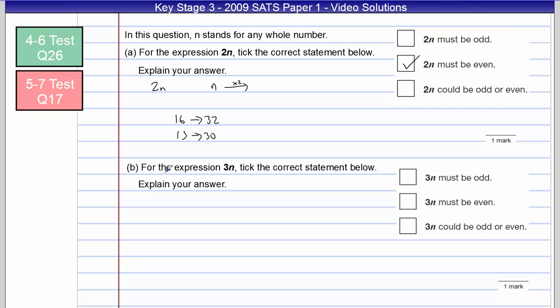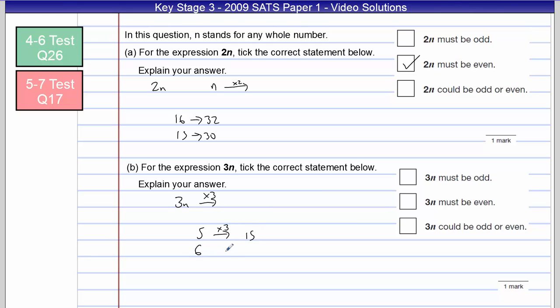In part B, for the expression 3n, tick the correct statement. Explain your answer. So same choices again, but with 3n. So we've got must be odd, must be even, or could be odd or even. Well, remember 3n is the same as timesing by 3. And let's see what happens when we times some numbers by 3. Let's take, for example, 5 and times that by 3. That would give us 15.